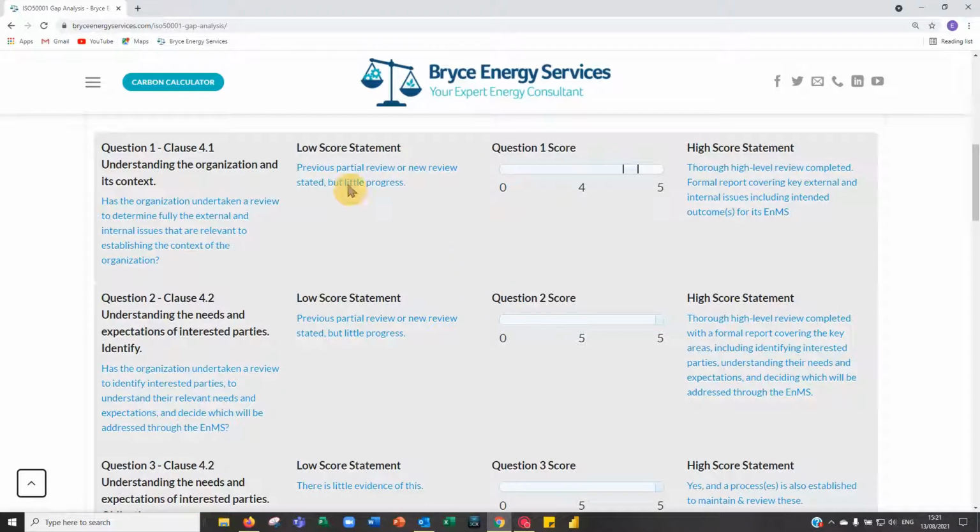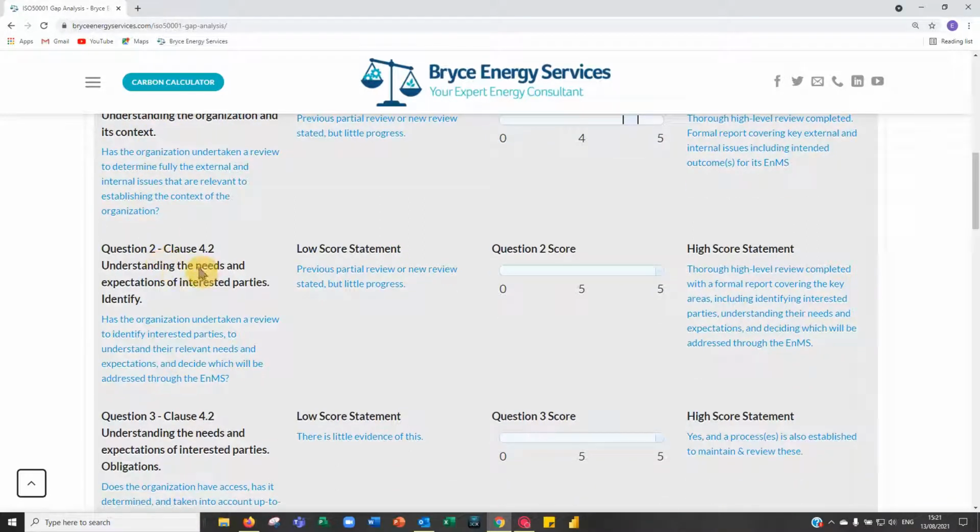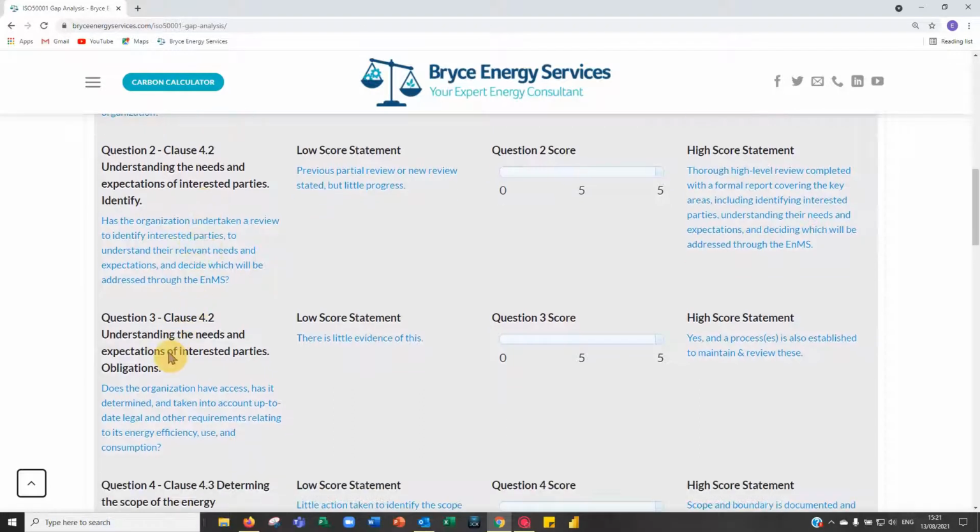So for each question 1 to 34, we state the clause from ISO 50001 and the headline for that clause or section. So clause 4.1 is understanding the organization and its context. Clause 4.2, understanding the needs and expectations of interested parties. And then identify obligations for the next one, because it's the same clause that we're investigating. So for question 2, has the organization undertaken a review to identify interested parties?